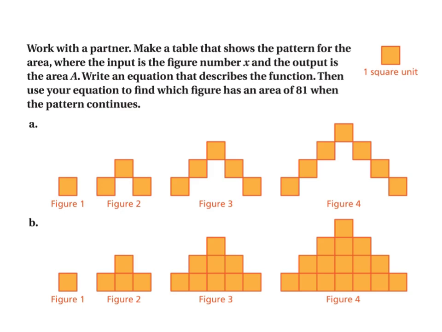In this next example, we're going to continue writing function rules. This says write an equation that describes the function, and there's two parts here, a part A and a part B. They give you two different series or patterns of different shapes, different figures, and it says then use your equation to find out which figure has an area of 81 when the pattern would continue.